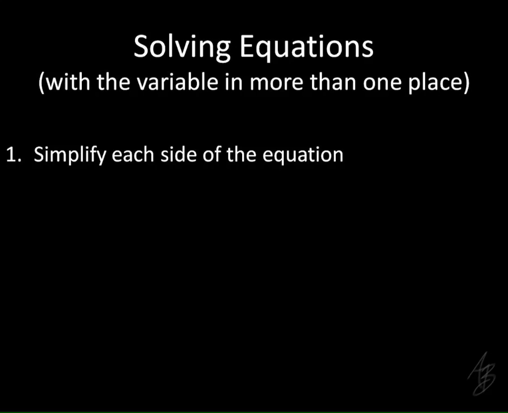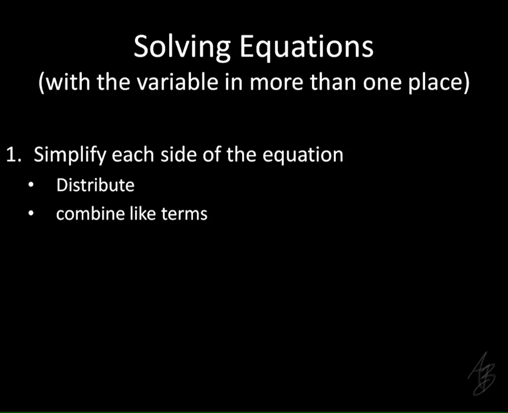The first thing we're going to do is simplify each side of the equation. And to simplify each side of the equation, what two things do we need to do? What two things do we need to do to simplify each side of the equation? Distribute and combine like terms. Exactly. Yes, it is on your paper, so you should be able to just read that.